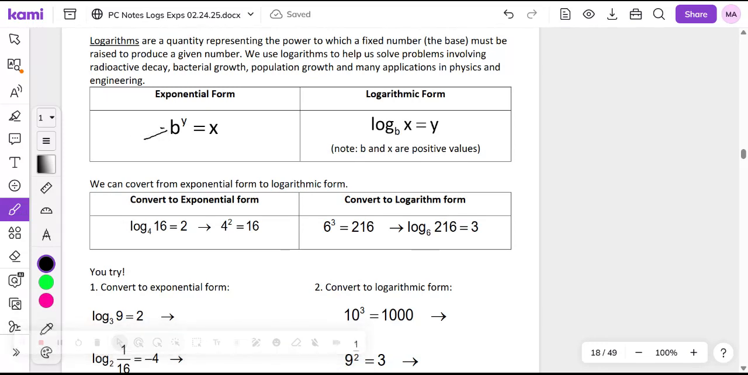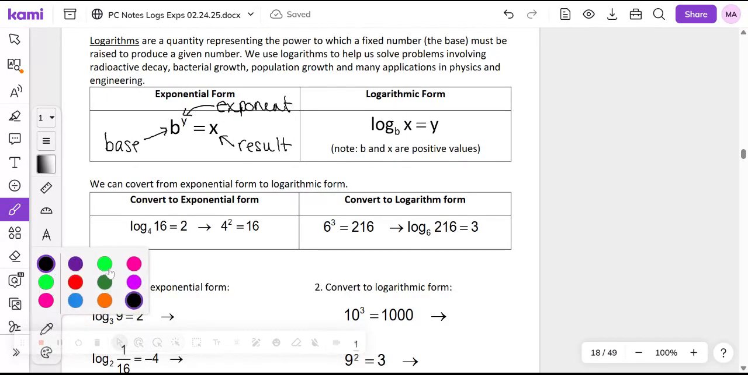First of all, let's talk about exponential form, because you're probably a little more comfortable with this. When we look at exponential form, we know that b is our base, y is our exponent, and we'll call x the result. When we turn something into log form, notice what we do. We say log base b of x equals y.